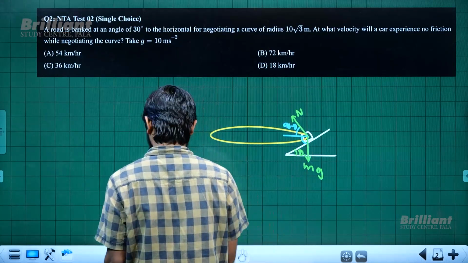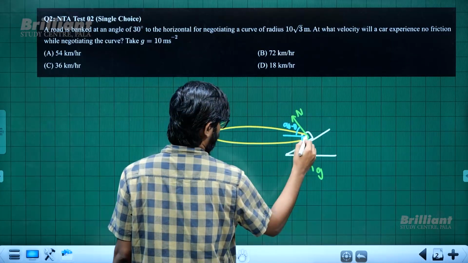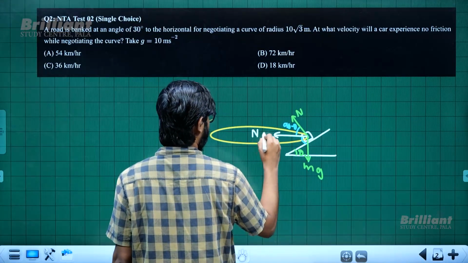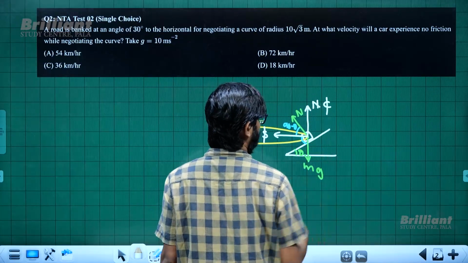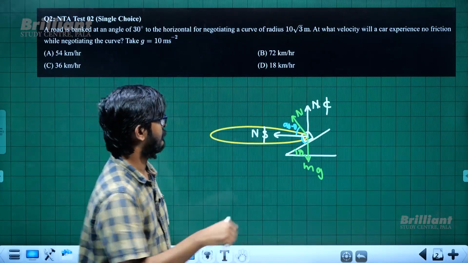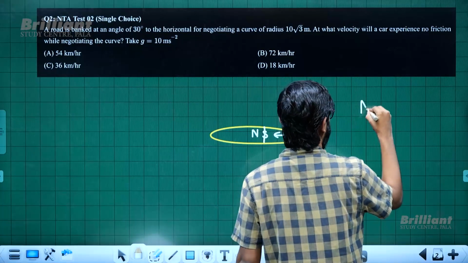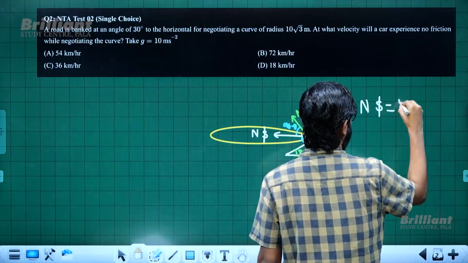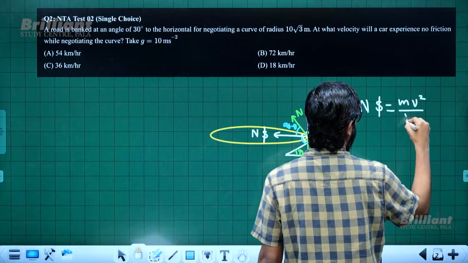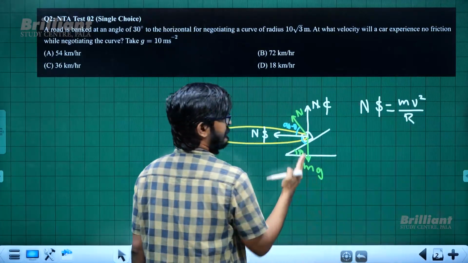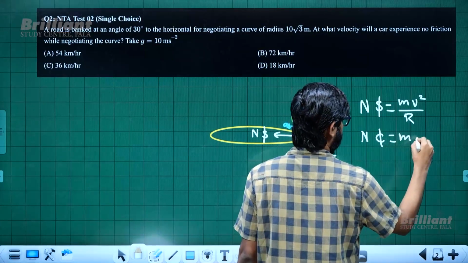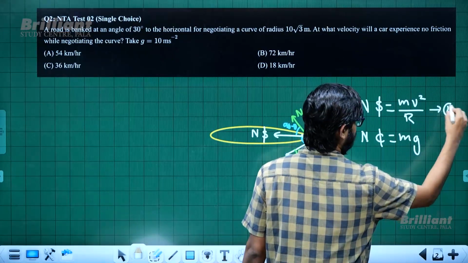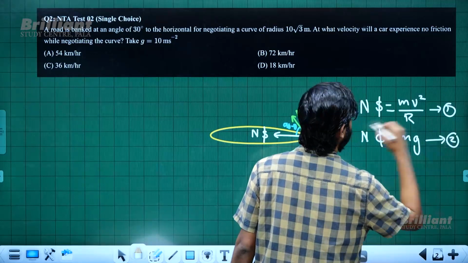So normal's horizontal component will turn out to be N sin theta, normal's vertical component will turn out to be N cos theta. Now what I can say, net force towards the center is mv square by r, that is N sin theta equals mv square by r, and it is not accelerating in this direction, so N cos theta equals mg. Circular motion constraint, and vertically it is not accelerating, right?